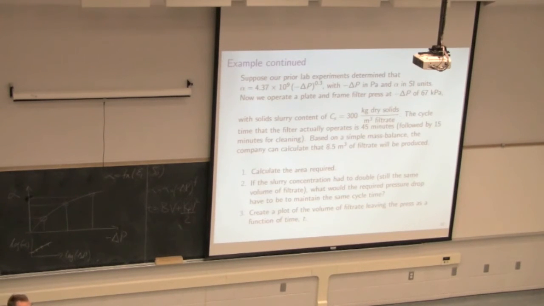What we're going to do now is we're going to take that lab data and we want to predict how a plate and frame press will operate. We wish to purchase, for example, a plate and frame press. We're going to operate it at that given pressure drop. I'm going to feed solids to that plate and frame pressure unit with that given concentration. So 300 kilograms of solids per meter cubed of filtrate. That's my solids concentration.